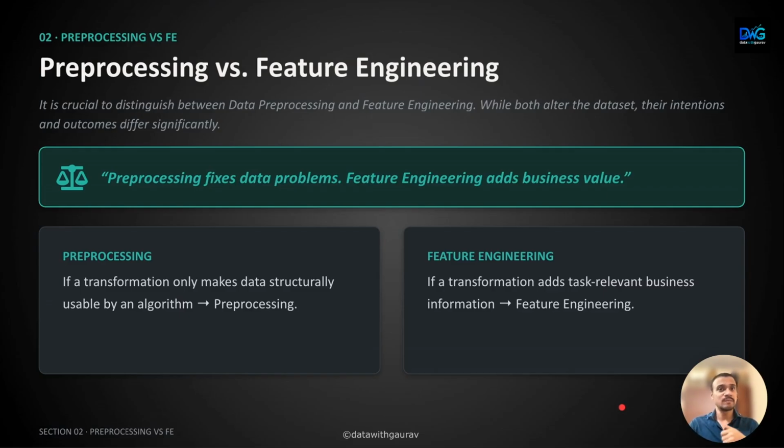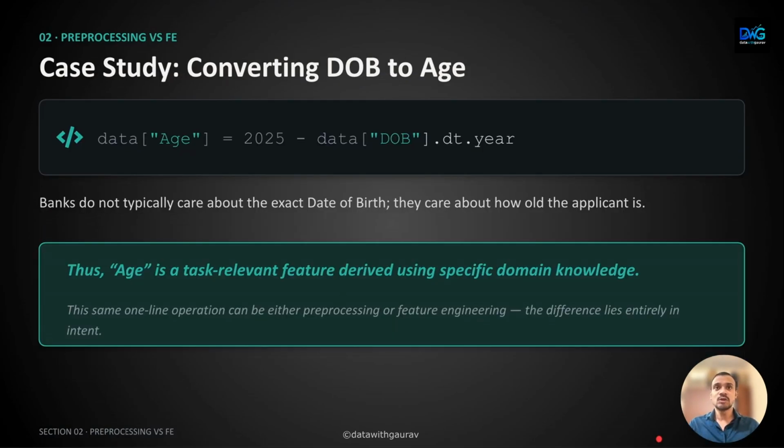If a transformation simply makes the data structurally usable by a machine learning algorithm, then it's data preprocessing. But if that transformation introduces meaningful task-specific information that improves the model's ability to learn, it's feature engineering. That distinction is important because preprocessing ensures the model can learn from the data, whereas feature engineering helps the model learn better from the data. Let's make this distinction more concrete with a simple example.